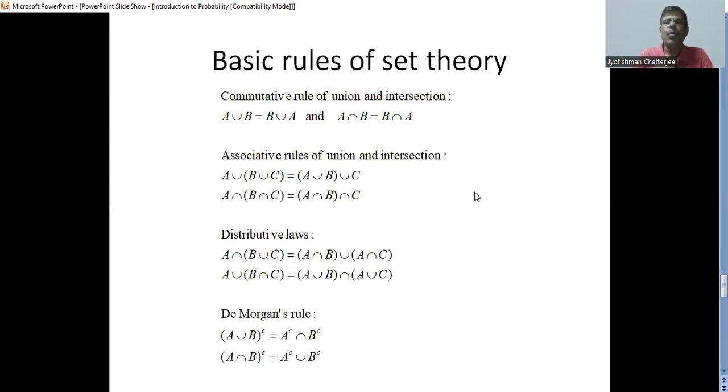Now, we need to understand the basic rules of set theory, because as you have already seen, when you talk about events, inherently we are talking about sets. And as we go further into probability, you will see lots of applications of set theory. Of course, basic set theory, but you need to understand it in order to understand probability. So here are some basic rules of set theory. Let's go through those one by one.